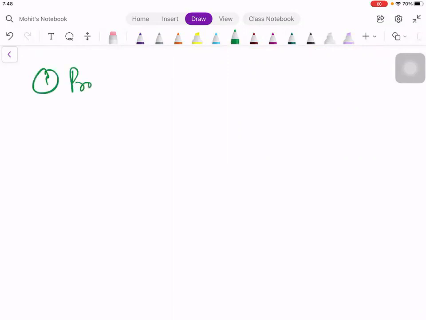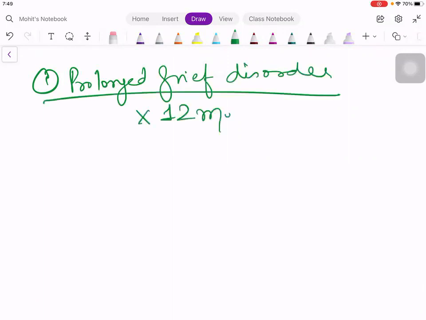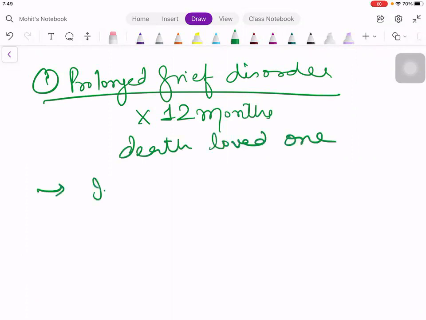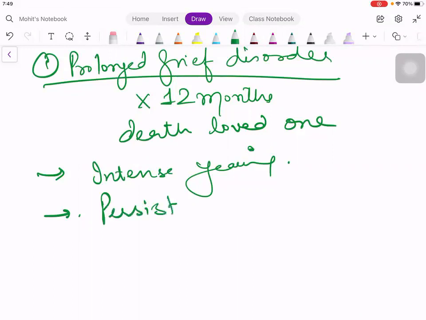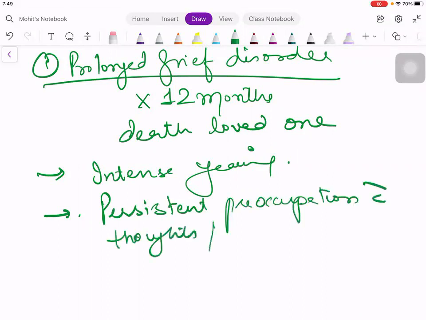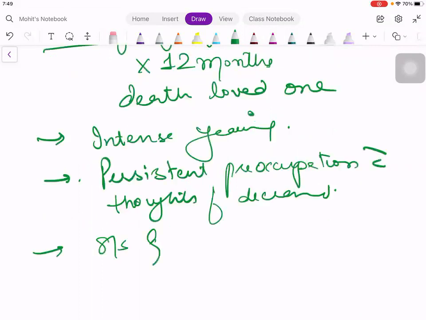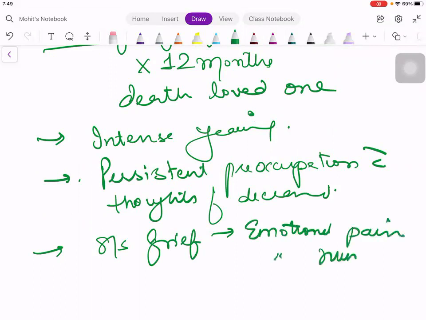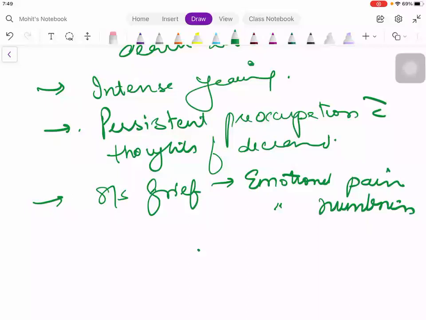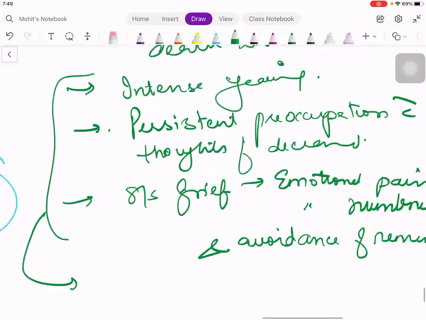Number one, prolonged grief disorder. So, what is prolonged grief disorder? The following symptoms should be present for at least 12 months following the death of some loved one. What symptoms? Intense yearning of the deceased, persistent preoccupation with thoughts of the deceased, and signs and symptoms of grief such as emotional pain, emotional numbness, and avoidance of reminders of the deceased. And these should be severe enough to cause dysfunction in daily life.